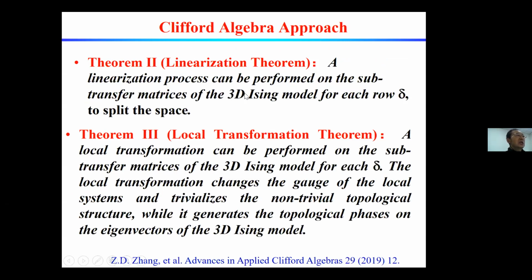A linearization process can be performed on the sub-transform matrix of the 3D Ising model for each row, while we split the system, the space. And the third one is that a local transformation can be performed on the sub-transform matrix for each row. The local transform matrix changes the state of the local system and trivializes the nontrivial topological structure, while it generalizes the topological phase on the angle vector of the 3D Ising model.